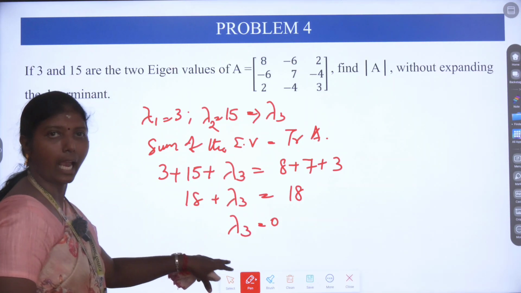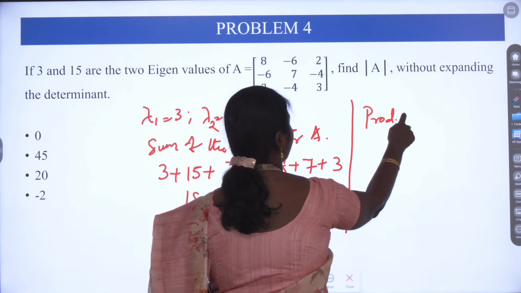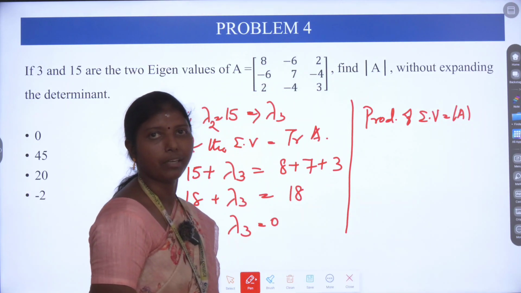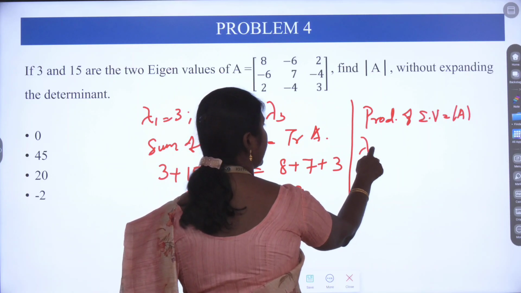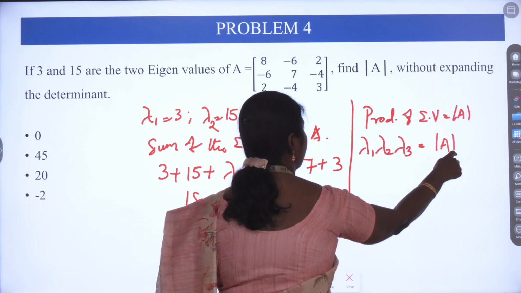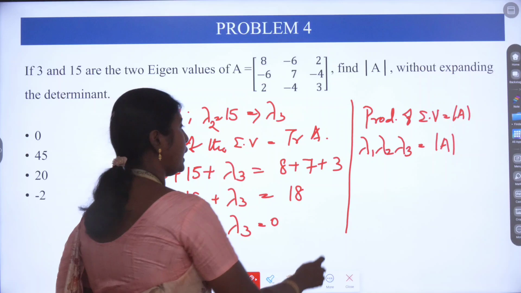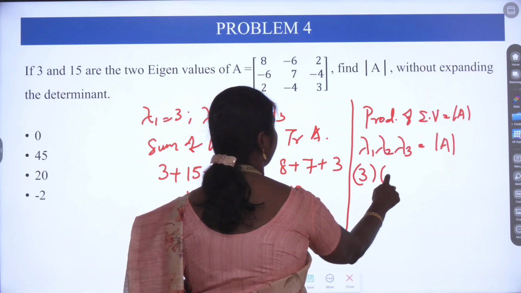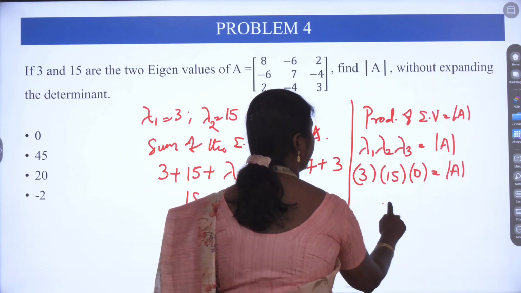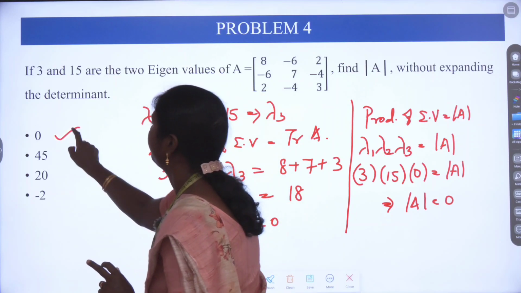After finding the three eigenvalues, now choose the formula for the product. The product of the eigenvalues is equal to the determinant of the matrix A, so without expanding the determinant we can find it. Lambda 1 into lambda 2 into lambda 3 equals the determinant of A. We have 3 as the first eigenvalue, next is 15, and the third eigenvalue we found is 0, which is equal to the determinant of A. So the determinant of A equals 0. That is the first option.